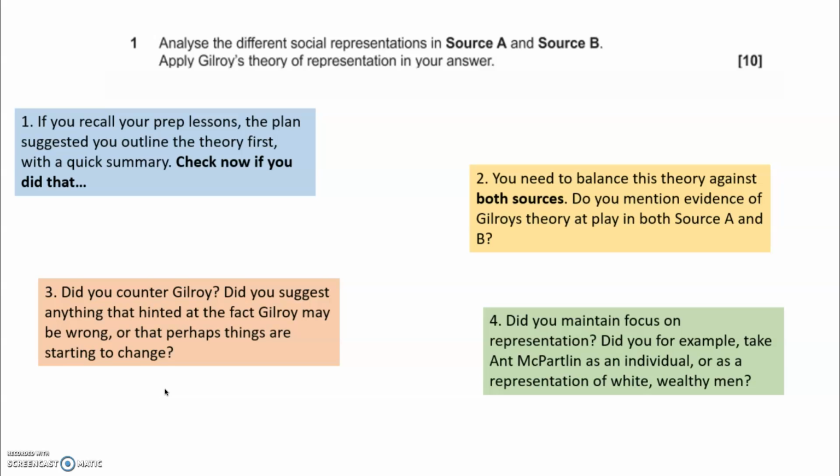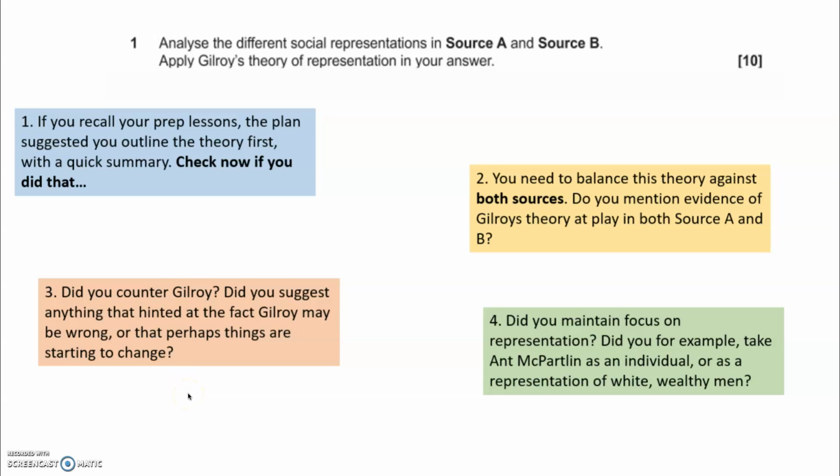So for example, just as one specific example, the picture of Ant McPartlin, did you take him as a representation of kind of white, wealthy, middle-aged men? Or did you talk about just, this is how Ant McPartlin is represented as an individual? Because when we're talking about representation, usually we're talking about how the individual is used to represent wider social groups. So did you manage to keep that in mind? Again, look at your answer and see if you made those kind of comments. Just pause if you need to.